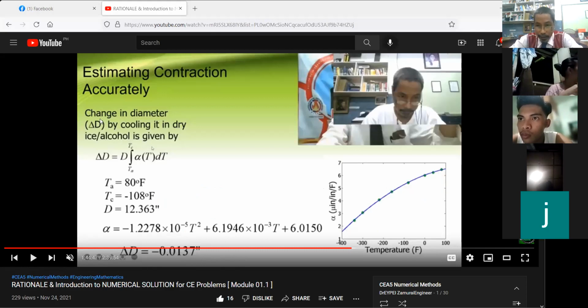Because we use linear interpolation and not the quadratic equation. This is using the quadratic equation.